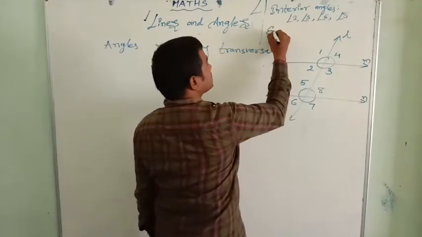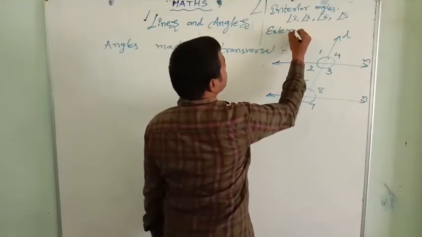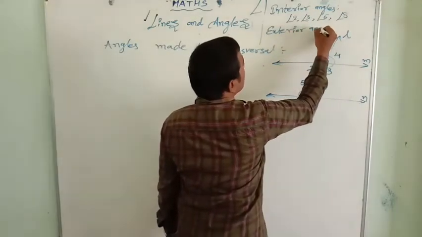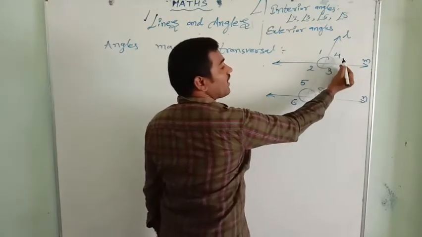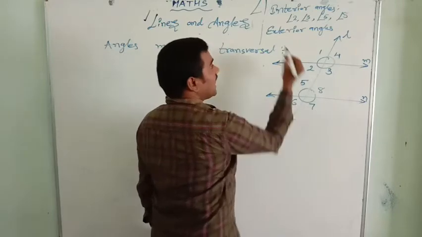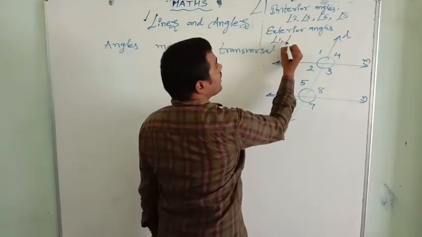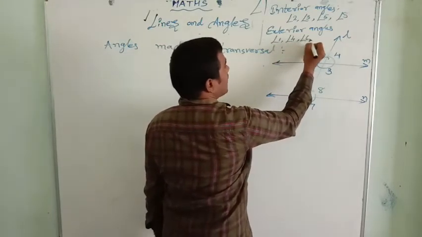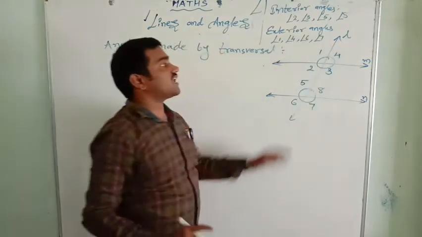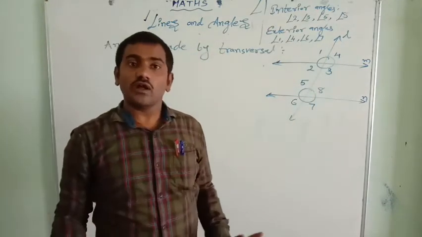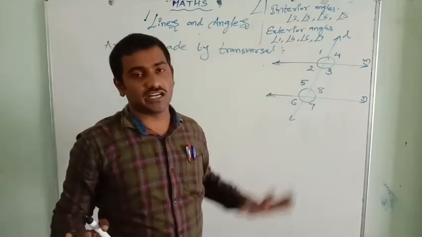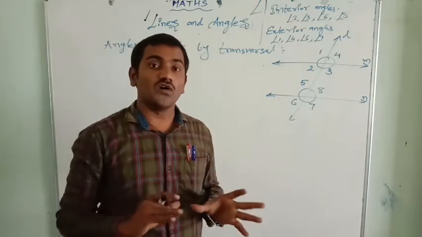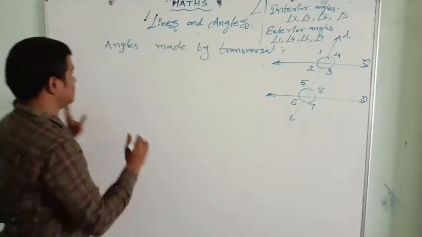Now exterior angles. Exterior angles are what? Angle 1, angle 4, angle 6, angle 7. Angle 1, angle 4, angle 6 and angle 7 are known as exterior angles. Now you have the idea of what interior angles are and what exterior angles are.